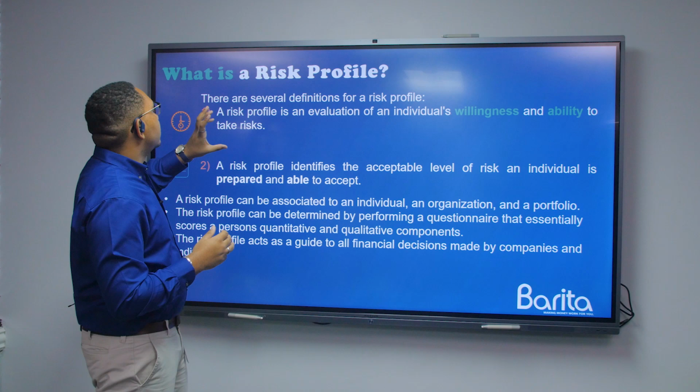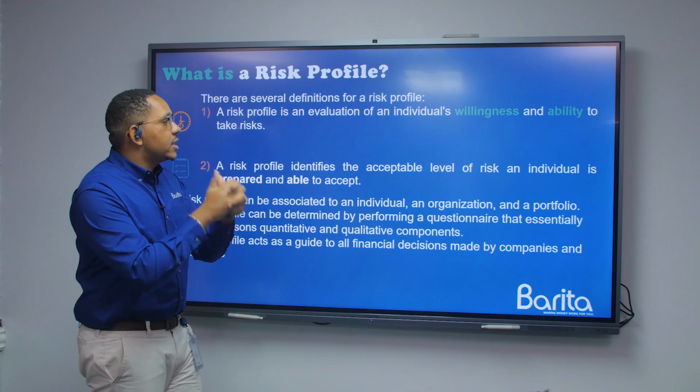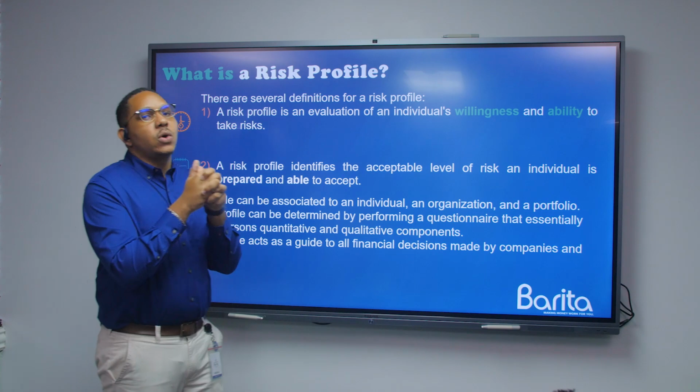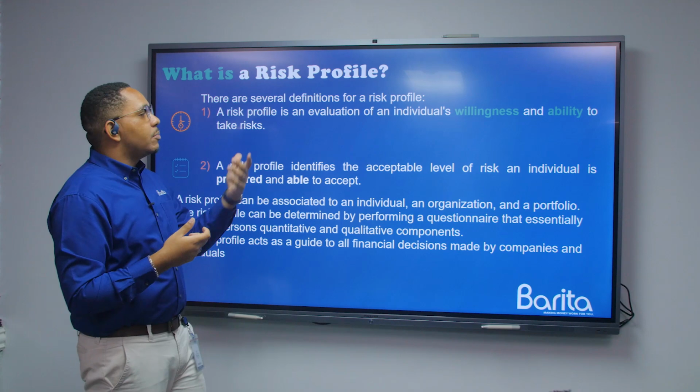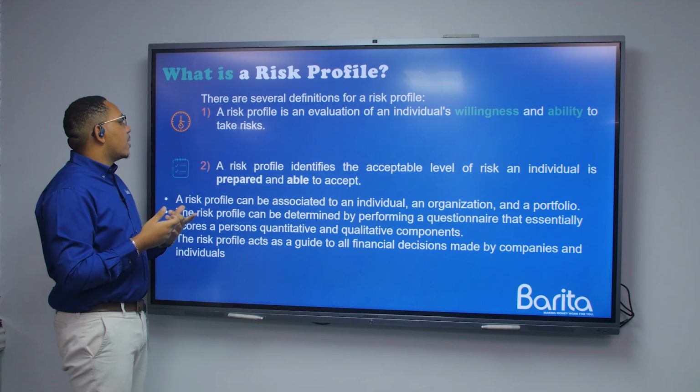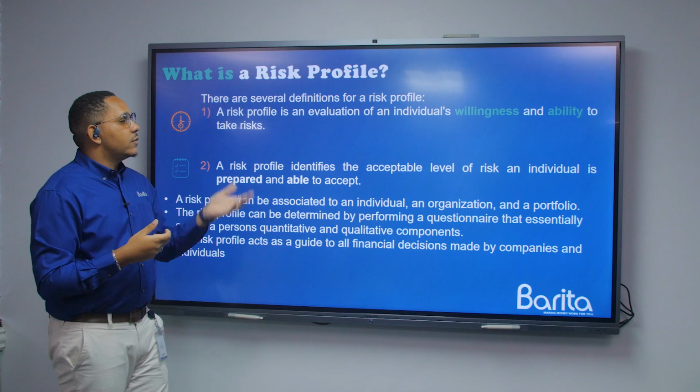So risk profile has multiple definitions. A risk profile is an evaluation of an individual's willingness and ability to take risk. I highlighted willingness and ability because these are two items that are going to be the foundation of any risk profile. We'll get into details of what each is, but we're going to essentially have a building block on top of these two attributes, willingness and ability. So you need to remember these two keywords. Then a risk profile identifies the acceptable level of risk an individual is prepared, highlighted prepared, and able to accept.